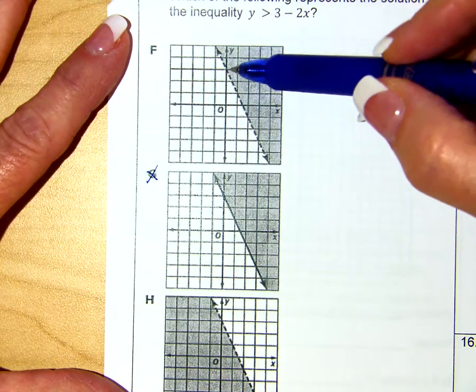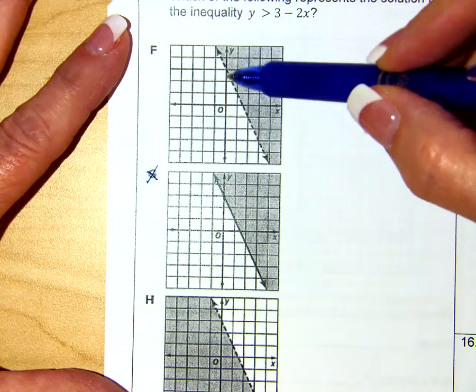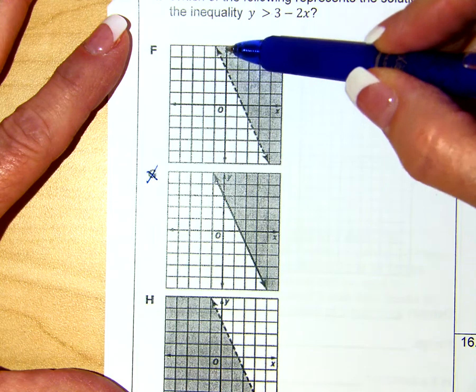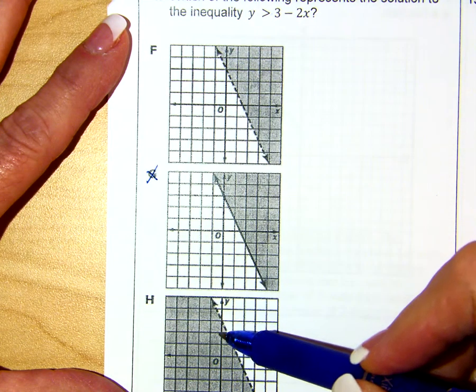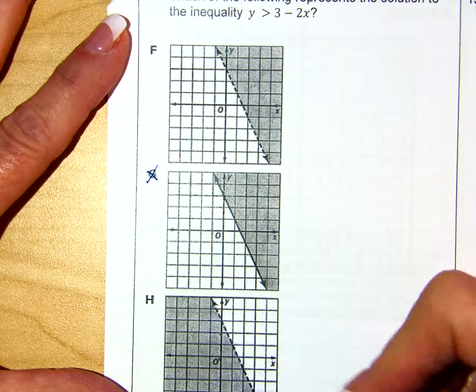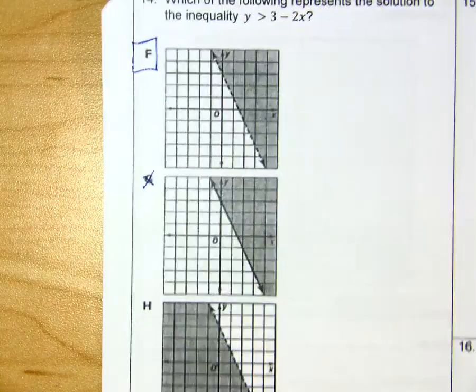And we want things that are bigger than 3 on the y-axis. So here's 4 and 5. Here's 3, here's 2, 1, 0. These are all things that are smaller, and we need things that are bigger. So F is our answer on problem number 14.